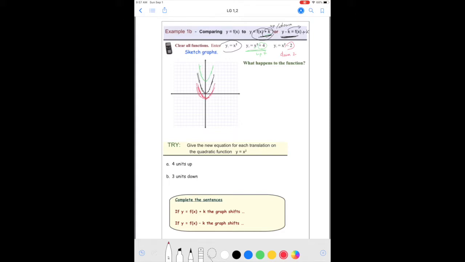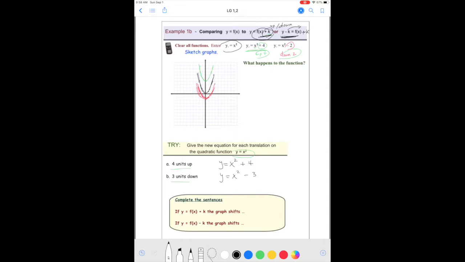Okay. So what's happening? Well, you can say it's moving up 4 and down 2. So you try these guys here. So we have the basic equation, we have to write it. So hopefully you guys understand it's going to be going up 4 units, so it's plus 4, down 3.